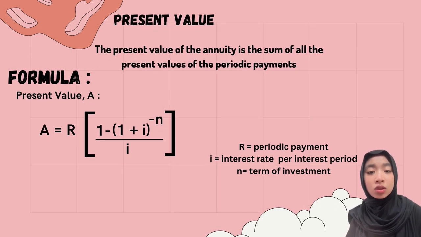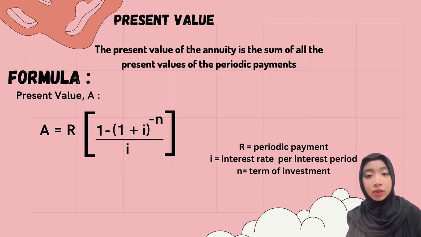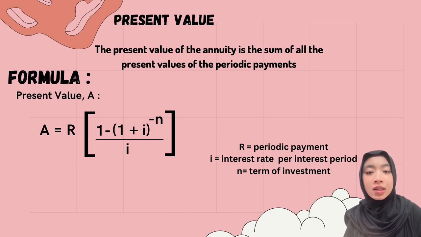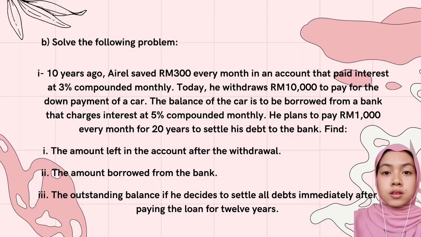The formula to calculate the present value of the annuity at the end of the investment period is A equals R open bracket 1 minus (1 plus i) raised to the negative n over i close bracket. The first question for the annuity chapter is: 10 years ago I received 300 ringgit every month in an account that pays interest at 3% compounded monthly.